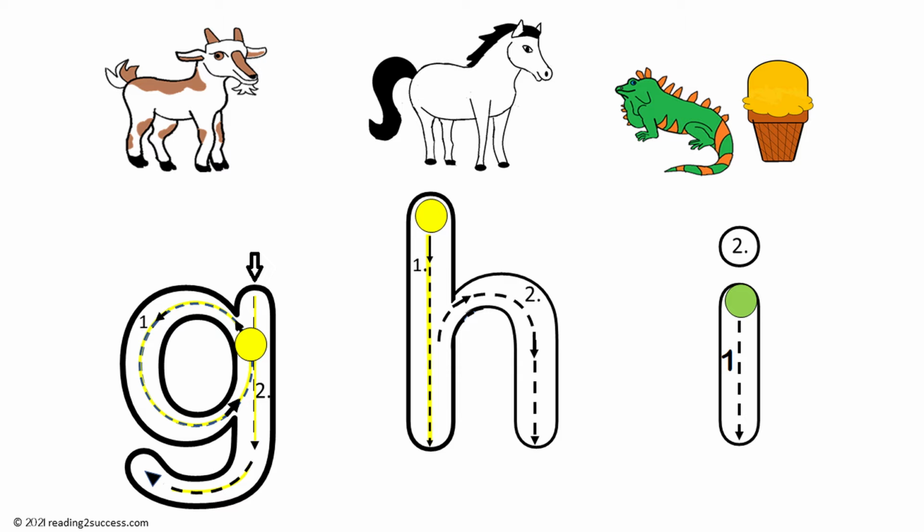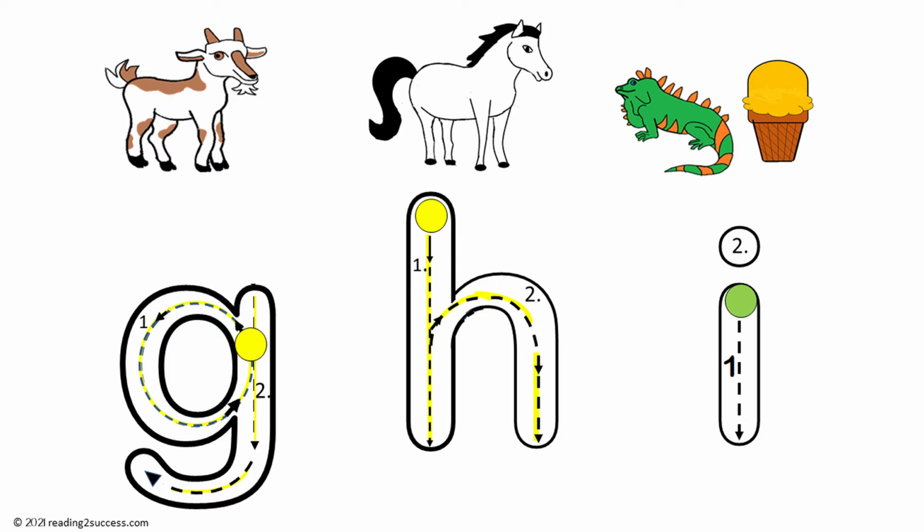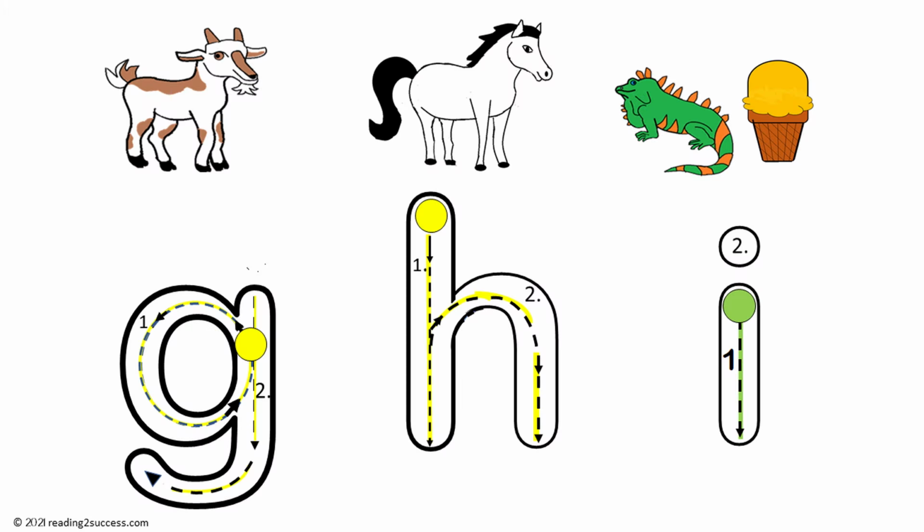The letter H has 2 steps. Start at the yellow dot and continue down the straight line next to 1, and then follow the arrows next to the 2. And for the I, have kids start at the green dot and follow the arrow down, and then the 2 is just a dot above the straight line.